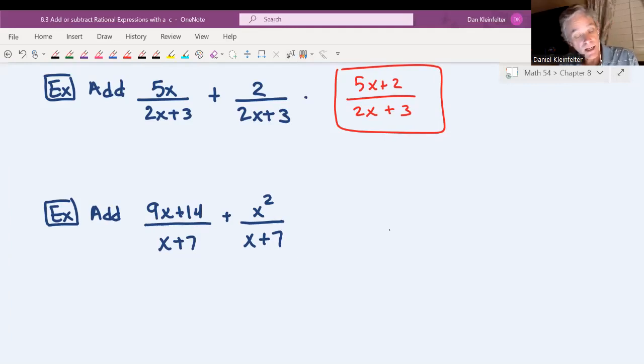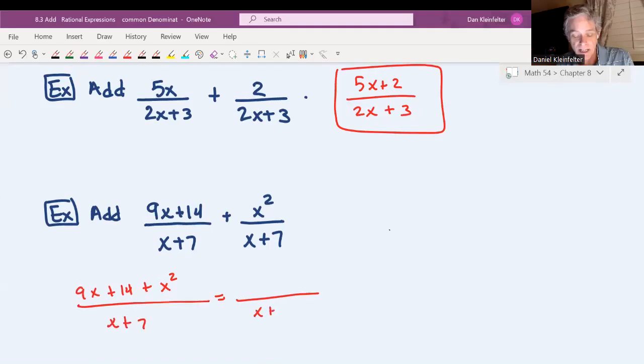All right, so here we're going to keep that same denominator of x plus 7, and we're going to add the numerators. So that's 9x plus 14 plus x squared. So good idea to always check and see if some simplification is possible.